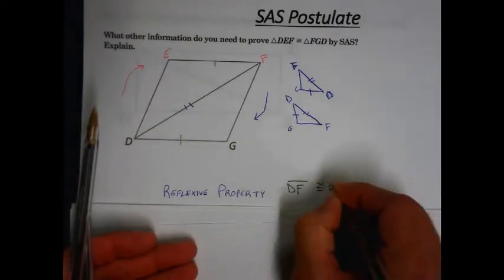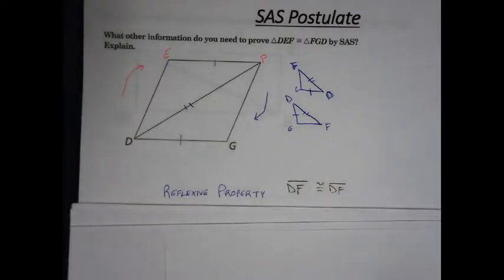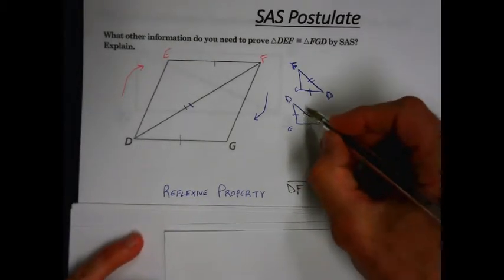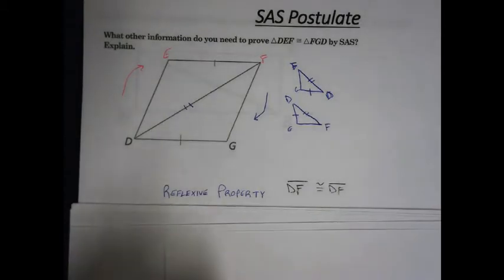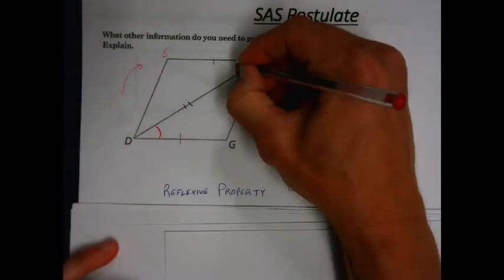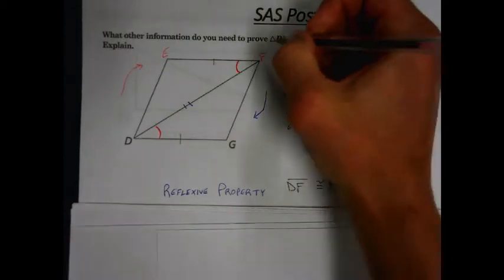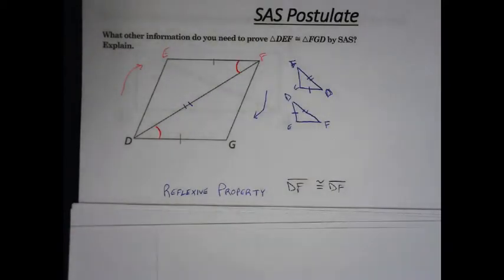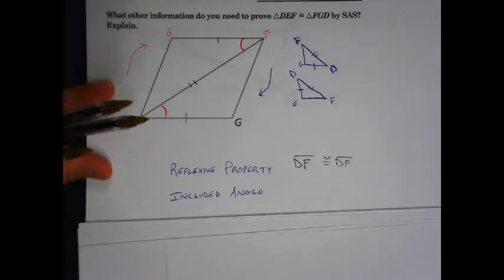So what are we missing? What are we missing? In the diagram here, we're missing the included angle. So we're missing the included angle. In this case, we're missing this angle being included and this angle being included. That's what's missing. And so we have to be able to show that those included angles are congruent, and we'd be all set. So we have to show the included angle.